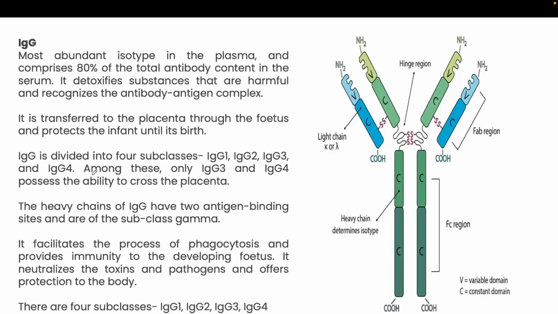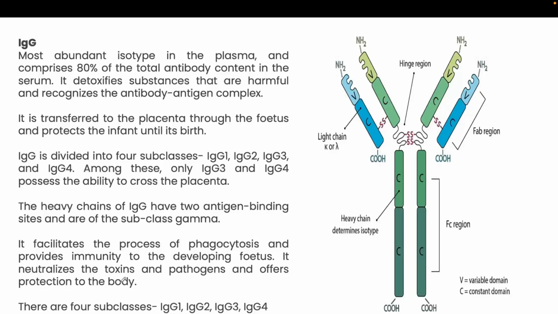It is divided into four subclasses: IgG1, IgG2, IgG3, IgG4. Among these, only IgG3 and IgG4 possess the ability to cross the placenta. The heavy chain of IgG has two antigen binding sites and is of the gamma subclass. It facilitates phagocytosis and provides immunity to the developing fetus. It neutralizes toxins and pathogens and offers protection to the body.